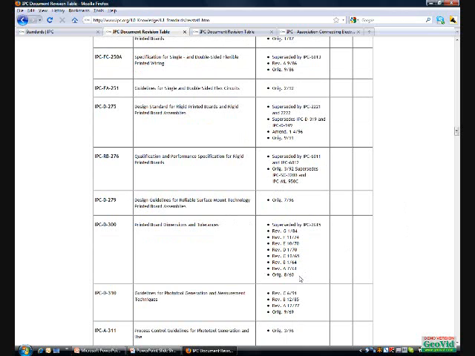Example, another one of IPC's early standards, D-300. Originated in 1960 and superseded by 2615, which is the current reference. Anyway, I hope this helps you determine how you can find out the current revision, whether you have it, on IPC's website.